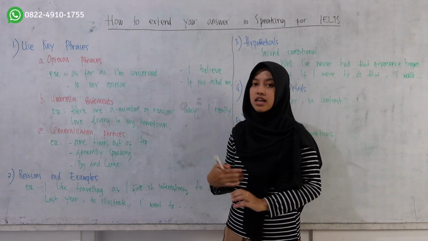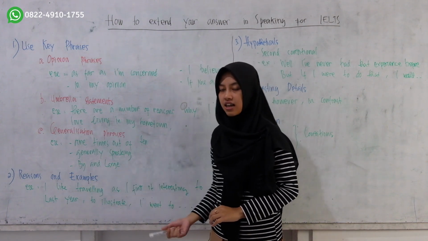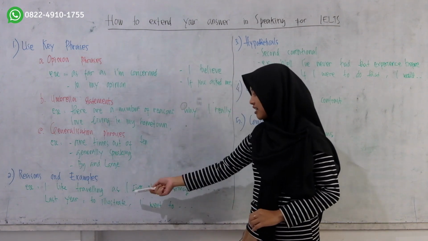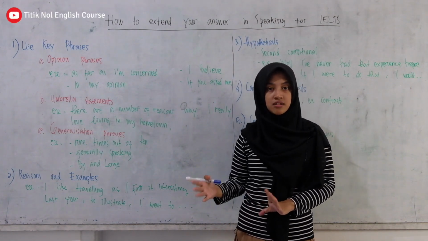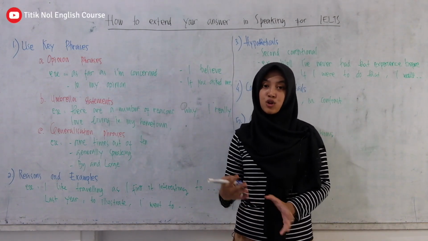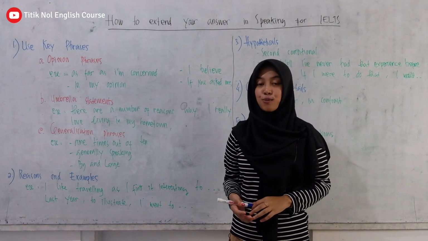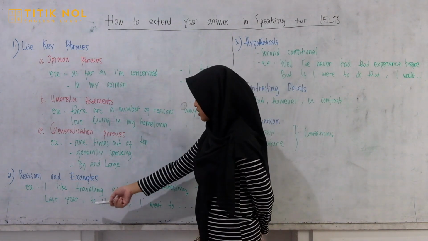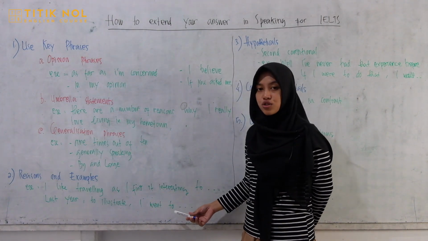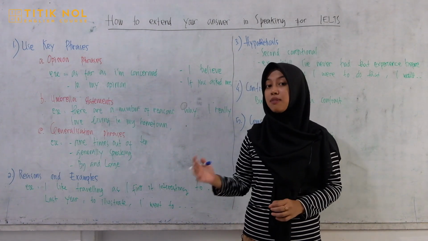But you may elaborate it by giving the reasons like, I like traveling as I find it interesting to find a new place or to meet new people, something like that. And then, to complete it, you may provide an illustration. Like, last year, to illustrate, I went to Raja Ampat. And there I saw a beautiful scenery and so on.